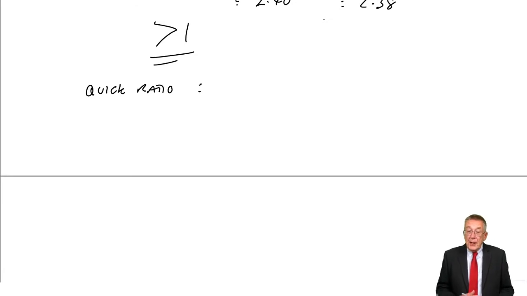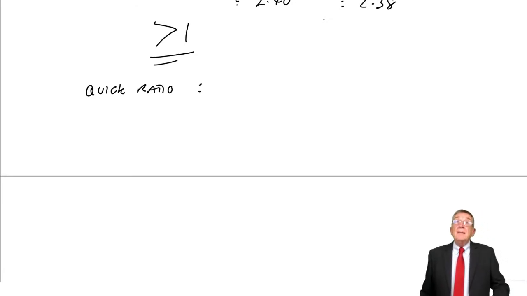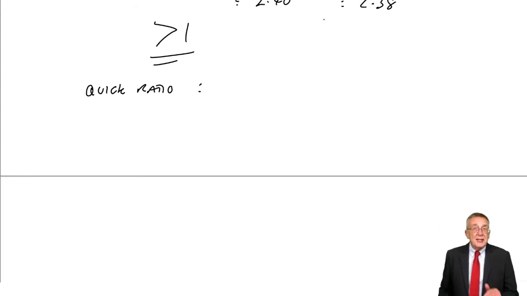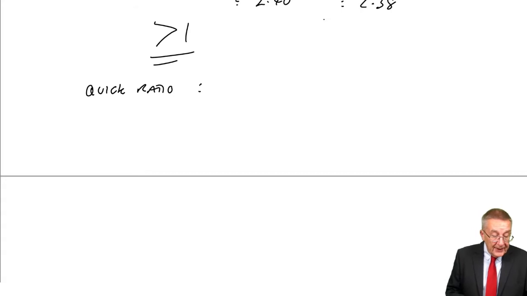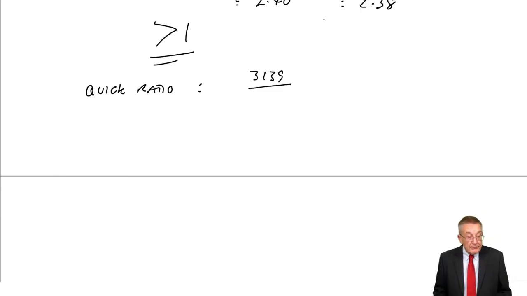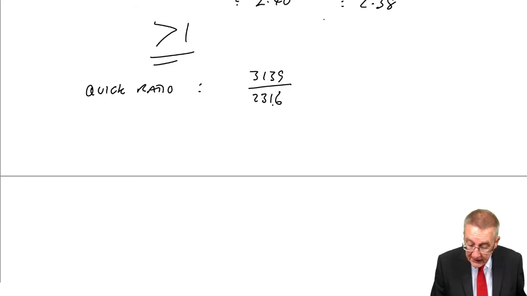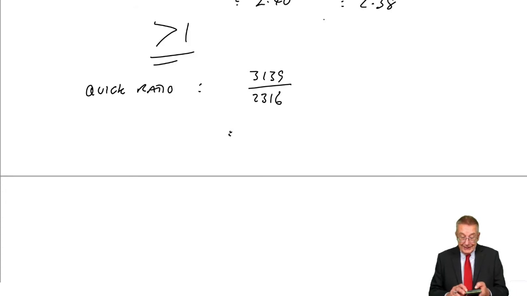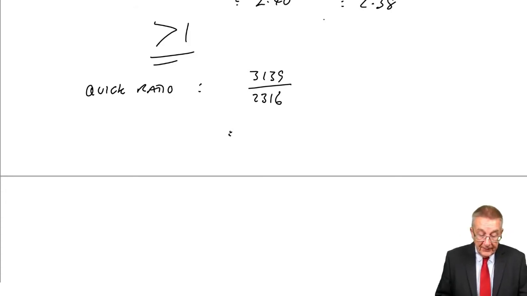And so, quick ratio, exactly the same idea, but we exclude the inventory. We take the current assets minus the inventory and divide that by our current liabilities. So what was it in 2010? If we exclude the inventory, we've got receivables 2275, cash 864, 3139. We've got current liabilities 2316, and so the quick ratio, I get 1.36.